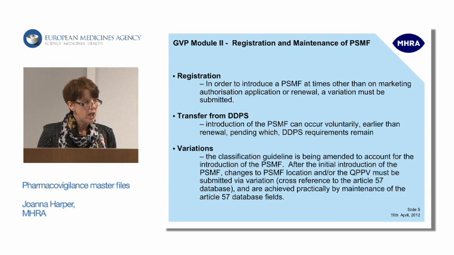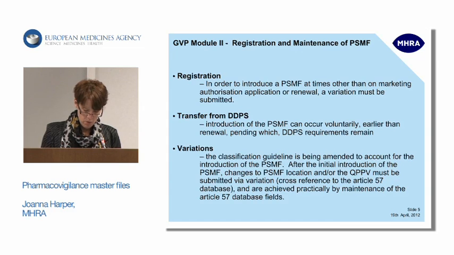The classification guideline for variations is being amended to account for the introduction of the master file. We're hoping that's going to be published as soon as possible, but that will provide the guidance on the types of things that require change, which would be the location of the master file and the QPPV location. So what is being changed in terms of the DDPS? If I have the next slide.